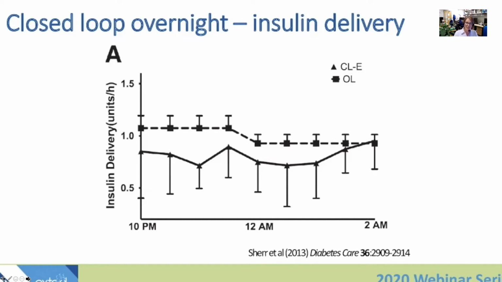You can see the variability that the closed loop offered there to protect against hypoglycemia or low blood sugars overnight, which has really helped. So even if you don't have it on for the actual session, switching it on when you finish the session and letting it do its thing, increase, decrease, has really shown its benefits there.